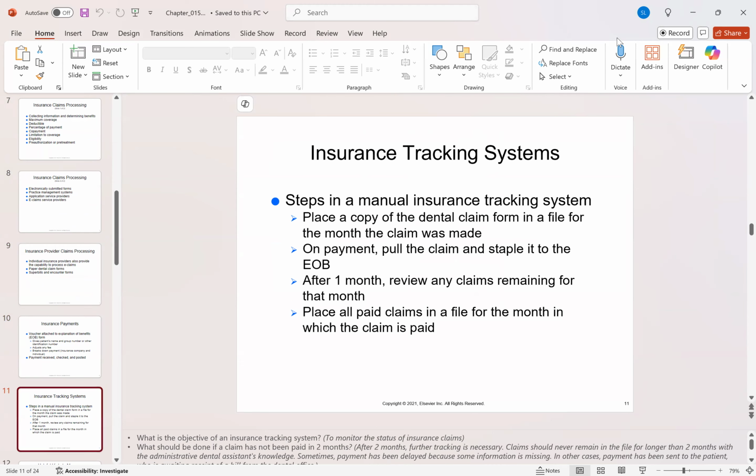With insurance tracking systems, we have steps in a manual insurance tracking system. They include placing a copy of the dental claim form in a file for the month that the claim was made. Once we get the payment, we're going to pull that claim and staple it to the EOB. After 1 month, we'll review any claims that are remaining and place all paid claims in a file for the month in which the claim was paid.